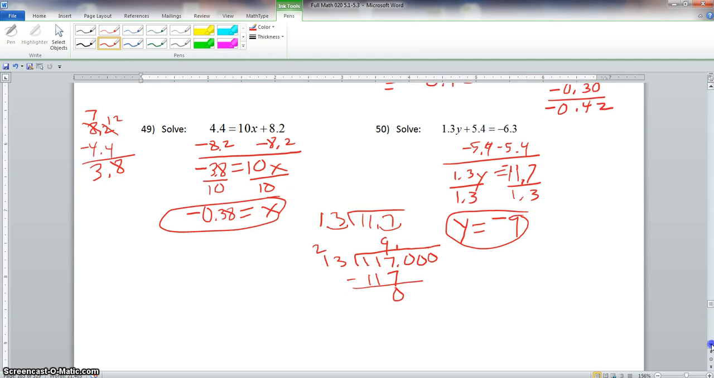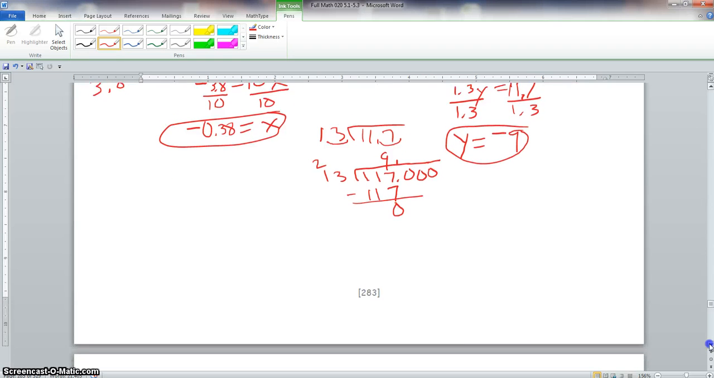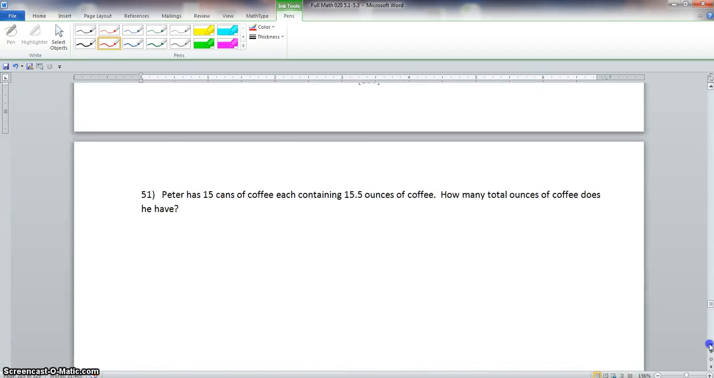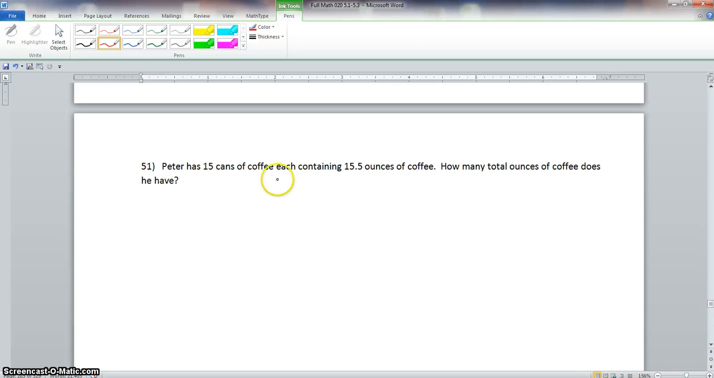Now, we scroll down here to number 51. It says Peter has 15 cans of coffee, each containing 15.5 ounces of coffee. How many total ounces of coffee does he have? So this is multiplication. We'll do 15 times 15.5. Now, what we could do is, I always like to set the longer number up top. We could drop this decimal here, and we'll have 155 times 15.